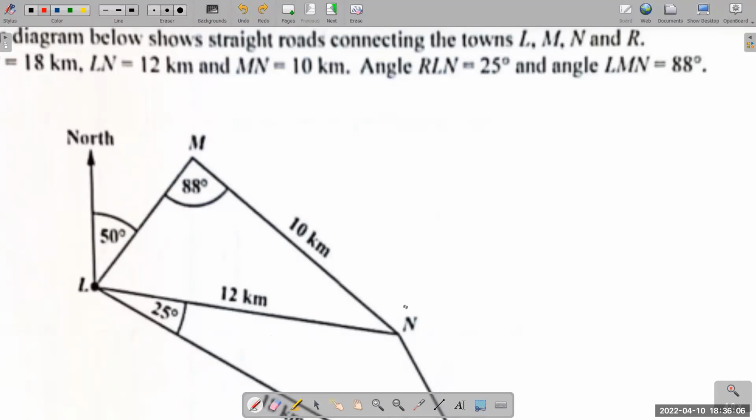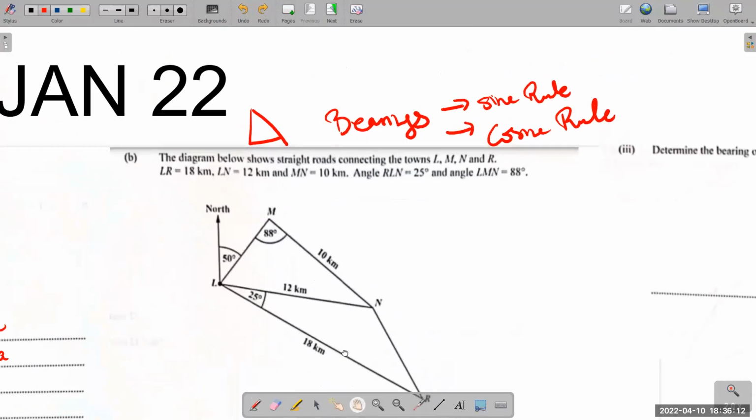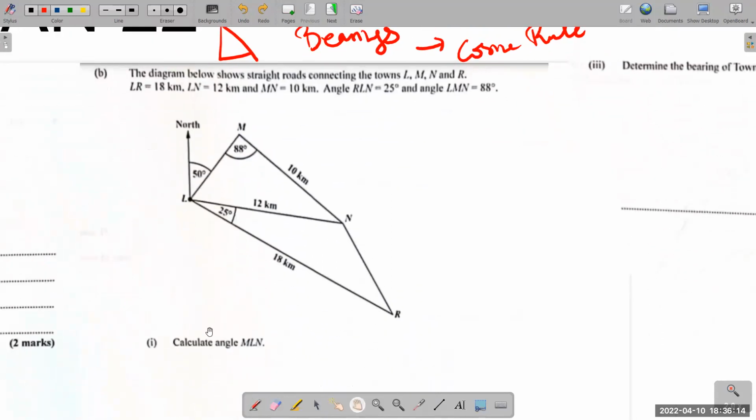All right, so let's go. Basically, from the image, we can see that all of the necessary information is here. Let's look at the first question. Calculate angle MLN. Let's look for where that is. M, yeah, M.